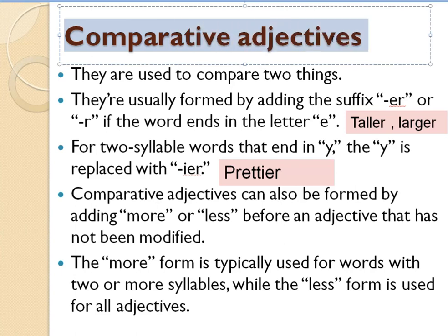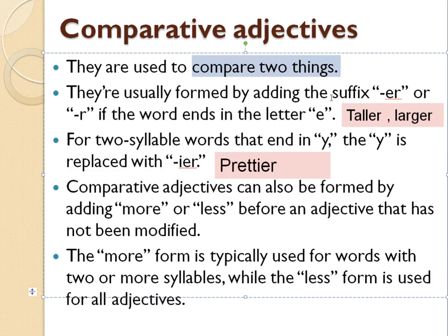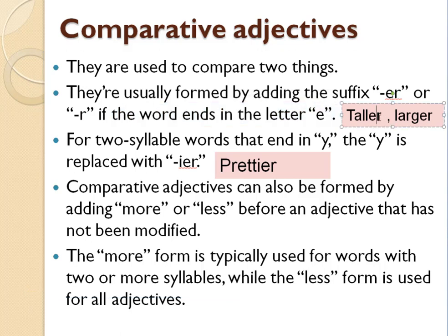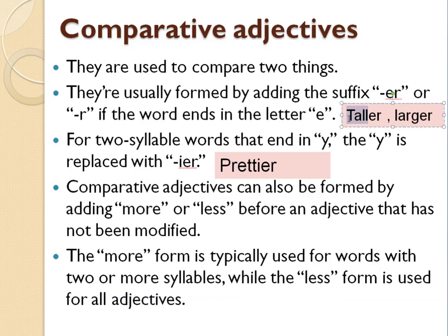So, comparative adjectives. Comparative adjectives are used to compare two things only. How are they formed? They are formed by adding the suffix er or r at the end of the words. We add r if the word ends in the letter e. For example, in the case of er, we have the word tall.